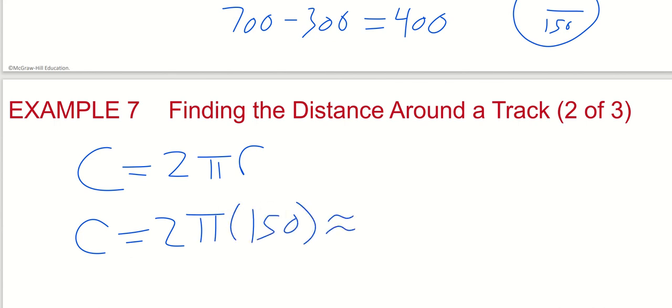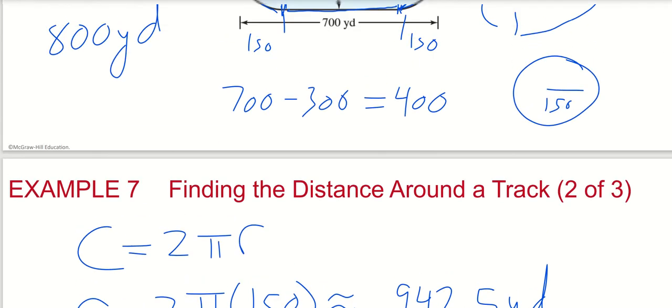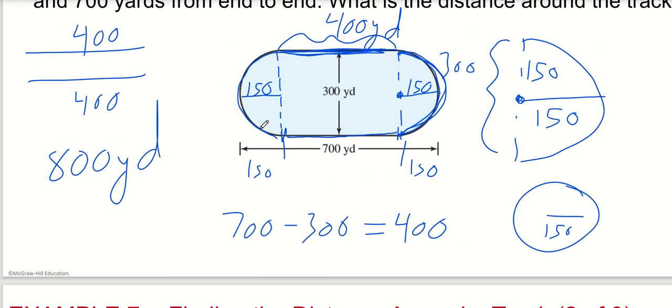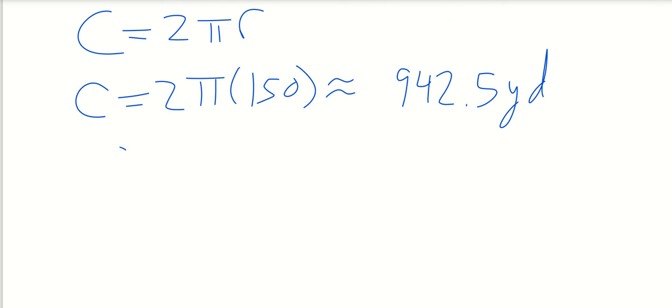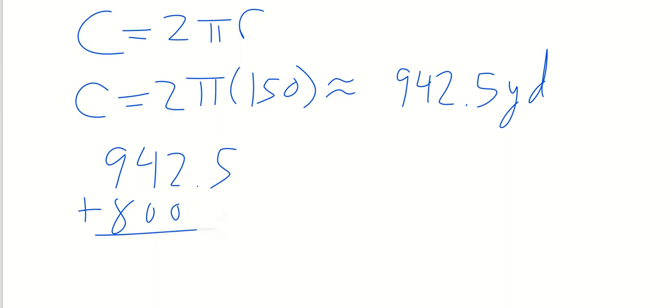We can plug this into our calculator. 2 pi times 150, rounding it to the nearest tenth, we would get 942.5 yards. So that represents the distance around the curvy part from here to here. But then don't forget, we also have to add the 800 yards from our straight line pieces. So we have our 942.5 plus 800 to give us a total distance around the outside of 1,742.5 yards.